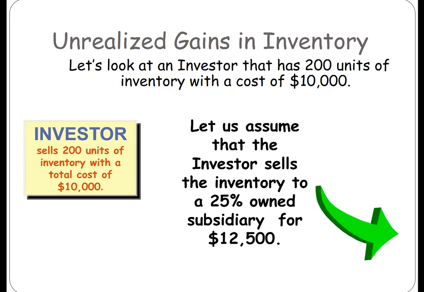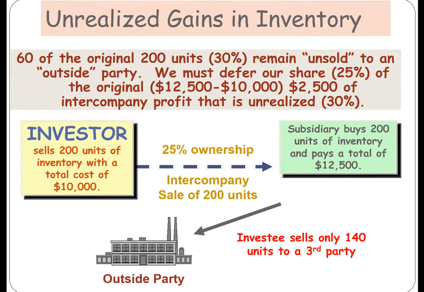Say, for example, we had unrealized gains in inventory. So we have an investor that has 200 units of inventory with a cost of $10,000. Let us assume that the investor sells the inventory to a 25% owned subsidiary for $12,500. 60 of the original units, or 30%, remain unsold to an outside party. We must defer our share, which is 25% of the original profit of $2,500, which is the $12,500 minus the $10,000 that it cost.